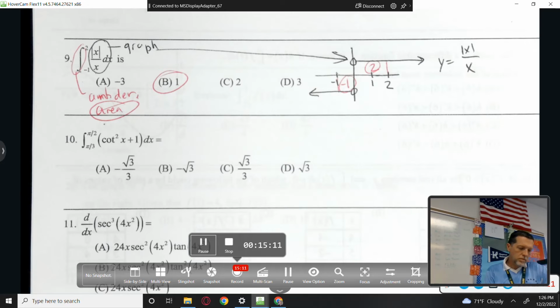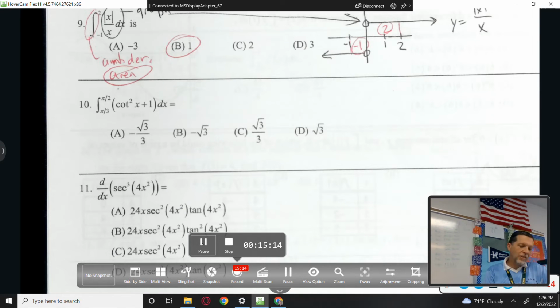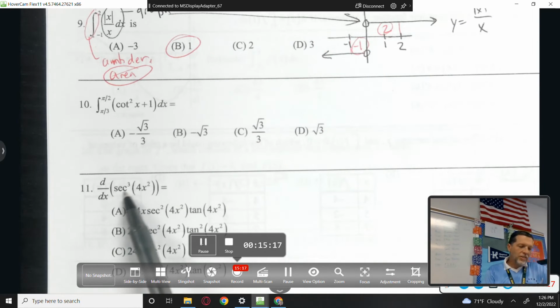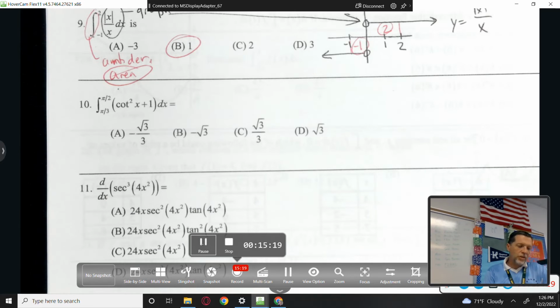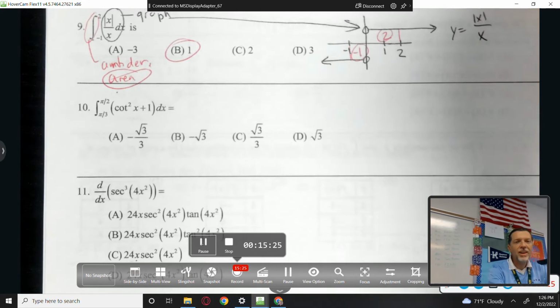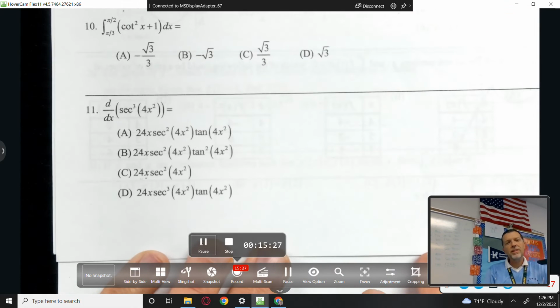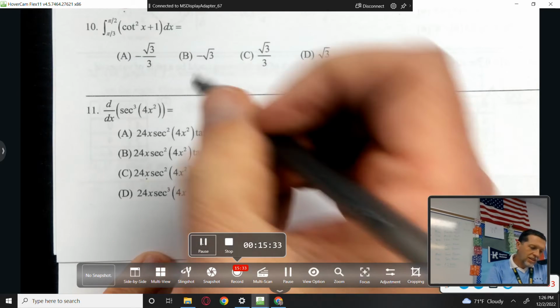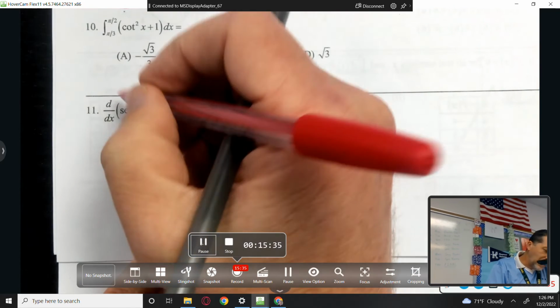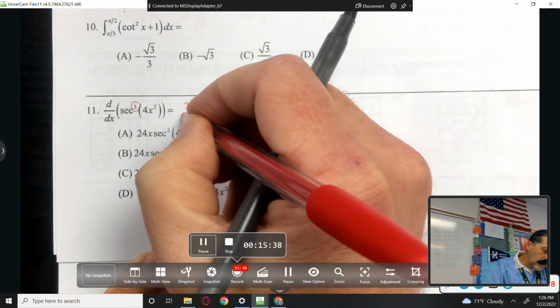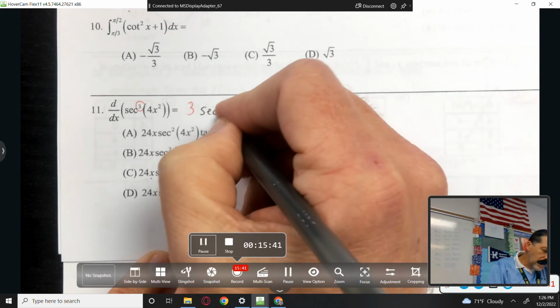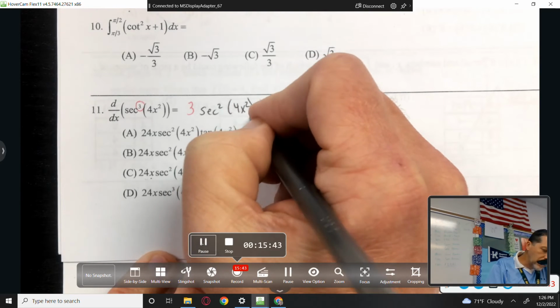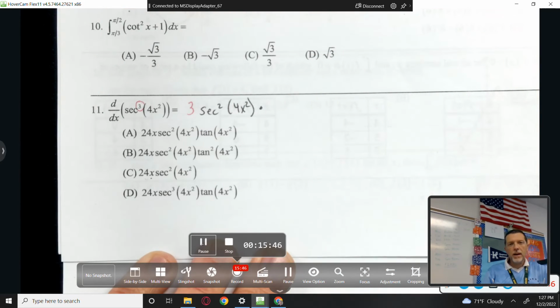Number 11 is just a regular derivative. All these things nested together, it's definitely a chain rule issue, which makes me wary of part of answer C. Like, it feels like there's not enough pieces to that. So let's see. Move the 3 out front, 3 times secant squared of 4x squared, times 8x. 8x is part of the answer.